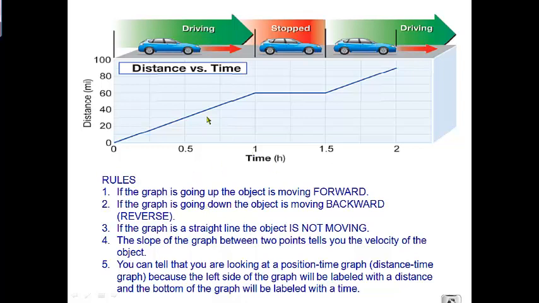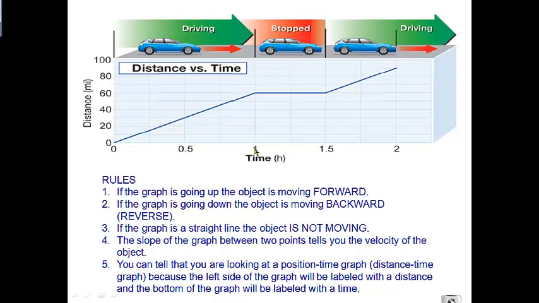So what are the rules for reading this thing? It's pretty simple. Going up here, you've got the distance. 0 is the origin, so that's where the object started. And then going up here, we're looking at miles. So this is 20 miles, 40 miles, 60 miles, 80 miles. And going along the bottom, this is the time. So this is a half hour, 1 hour, 1.5 hours, 2 hours.